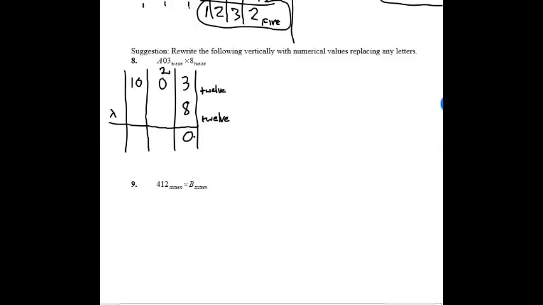0 times 8 is 0 plus 2 is 2. 10 times 8 is 80. How many times does 12 go into 80? 6 times. Well, 6 times 12 is 72. So how far off are we? 8. Drop the 6 down, and we have our final answer.